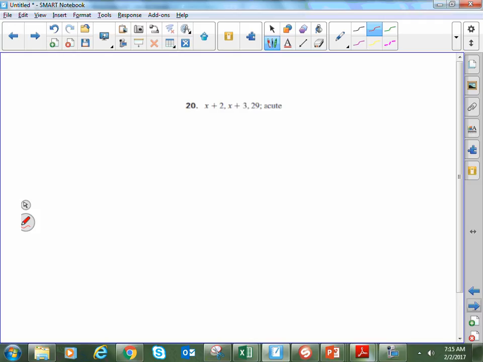Now, this algebra skill will be on your next test. So it's very important that you understand how to do these types of problems where the length of the side is represented with an expression and not just a number. Now the thing is that they're telling us in the problem that this is an acute triangle. So that means c squared has to be less than a squared plus b squared. So this is a, this is b, and the 29 is c. So in this case, a squared plus b squared will have to be greater than c squared for it to be acute.